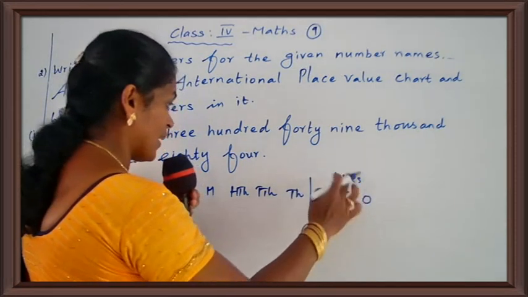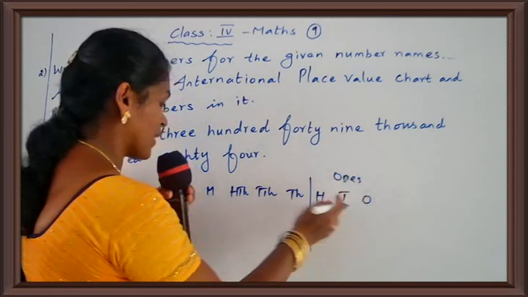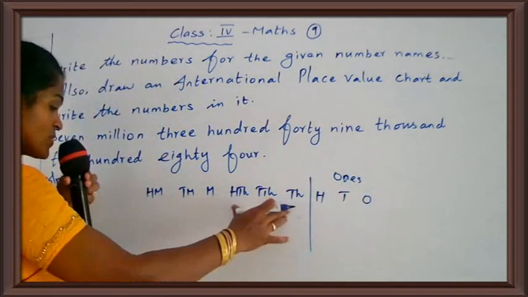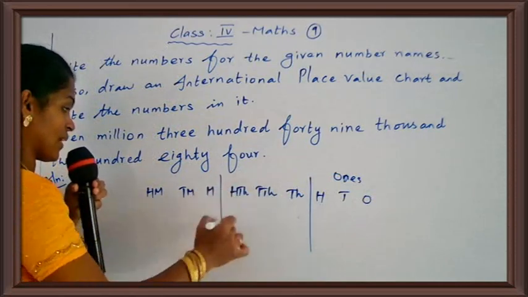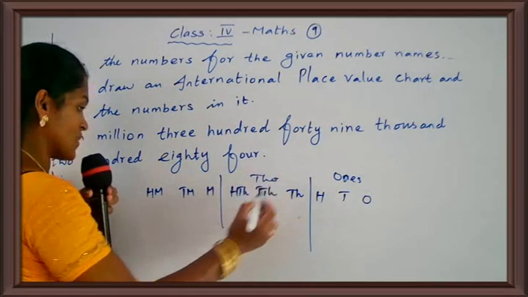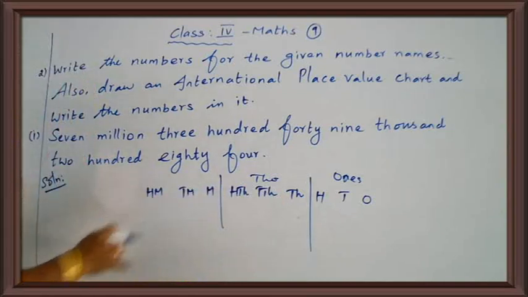Next, the thousands period. The thousands period again consists of 3 places, that is thousands, ten thousands and hundred thousands. So this is the thousands period. Next is the million period, which consists of million, ten million, hundred million.